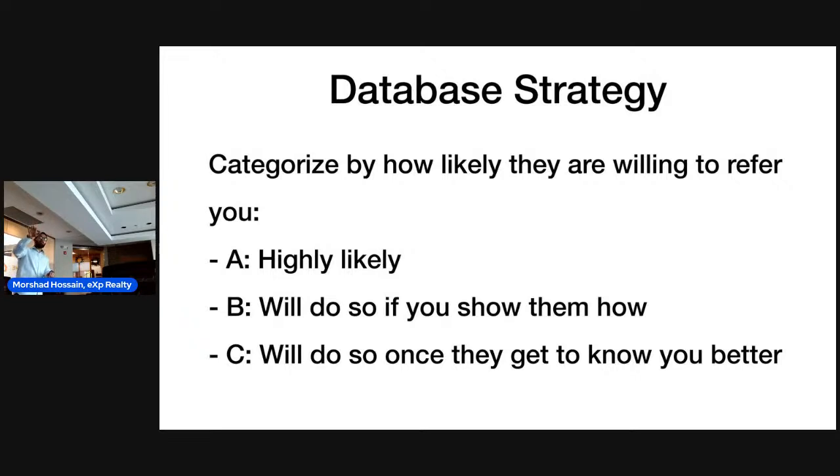So you want to categorize people by how likely they are to refer you, right? An A contact is going to be someone who is highly likely to refer you. Your best friend, they love you and they want to see you succeed. Anytime they hear someone talking about real estate, they're going to say, you have to contact my friend. That's an A contact, right? What about a B contact?